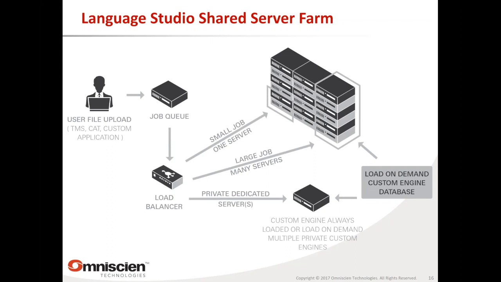So in our shared server farm, what happens is a job comes in and our load balancer decides where that job should go. If that engine was already running previously for a different job, let's say you translated a document 5 minutes ago, then that engine will be reused. You won't have to load it again. It doesn't have to load every single time. So that makes things fast and very efficient.